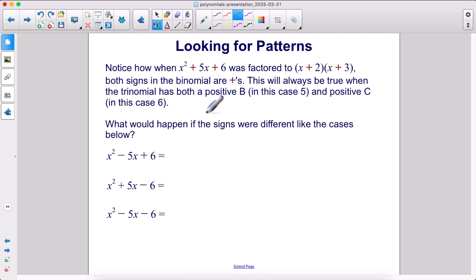Notice how when x squared plus 5x plus 6 was factored to x plus 2 times x plus 3, both signs in the binomial are positives. This will always be true when the trinomial has both a positive b value, here plus 5, and a positive c value, 6. But what would happen if the signs were different, like in these cases? Here we have a negative sign in front of the 5, here we have a negative sign in front of the 6, and here we have a negative sign in front of both the 5 and the 6.